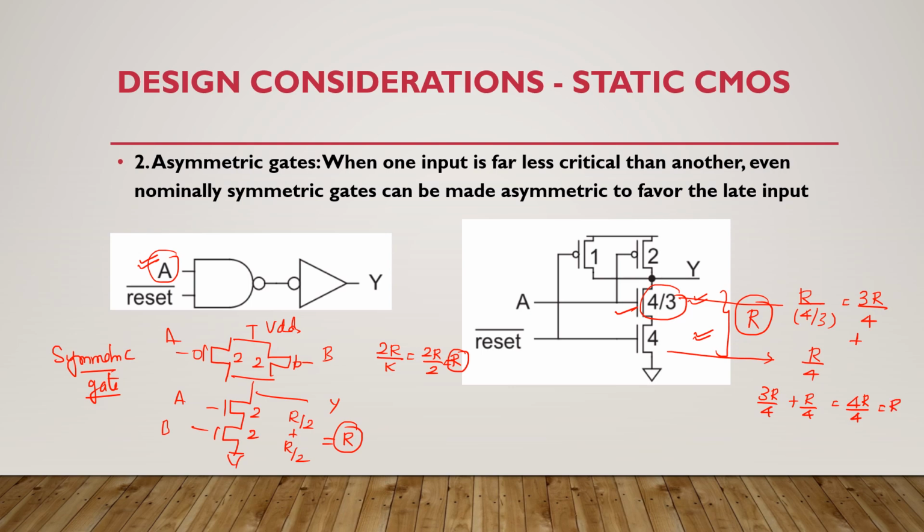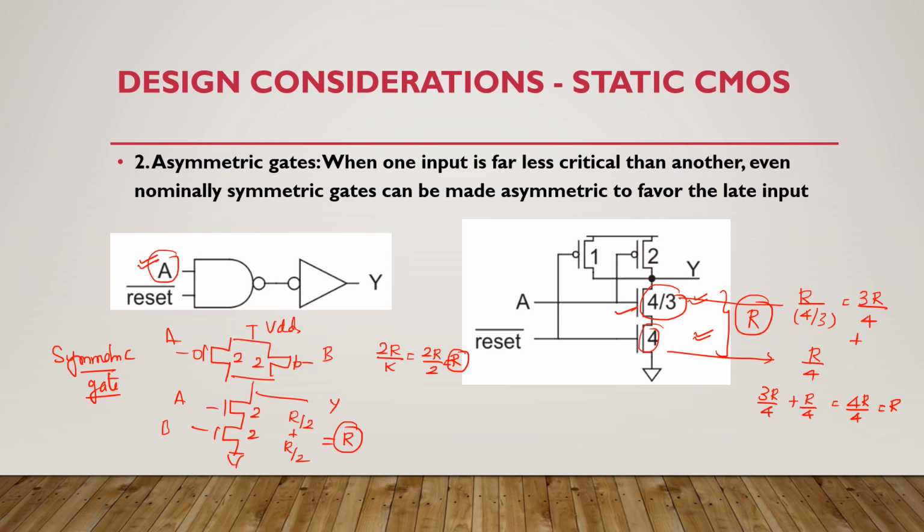Anyway, these two transistors together produce a resistance of R, but the widths are chosen differently. For this transistor, the width is 4, and for this transistor the width is 4 by 3. So it is called an asymmetric gate. The widths of the transistors are different; both NMOS do not have the same width.